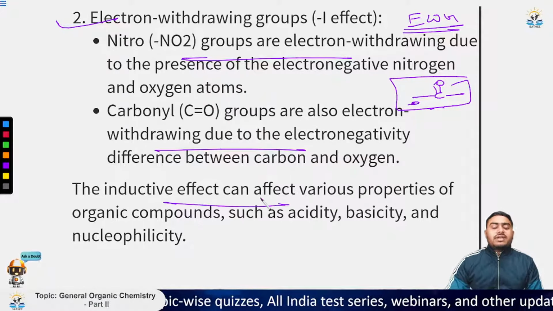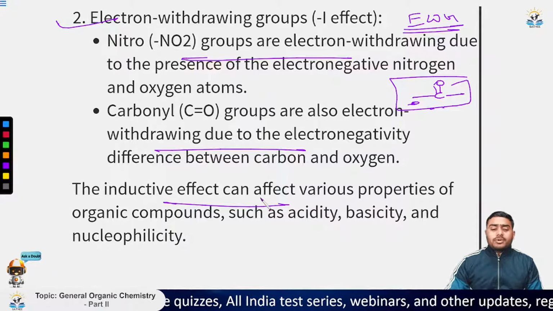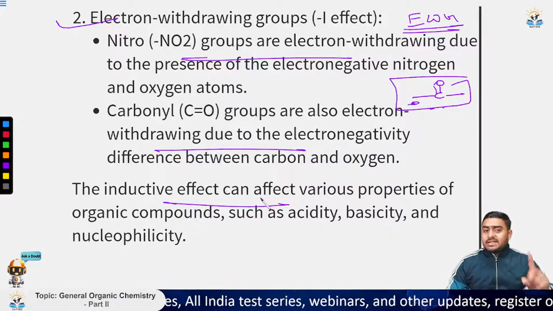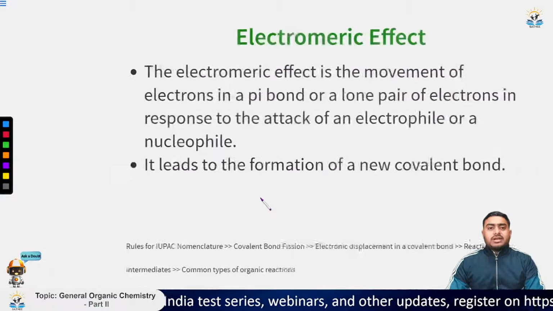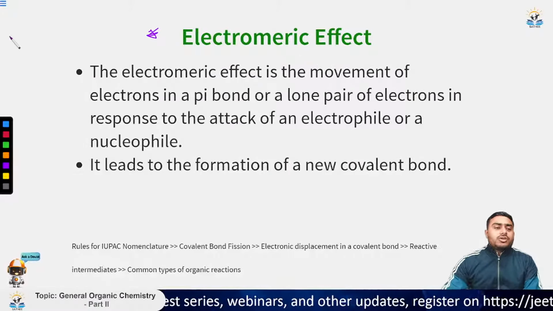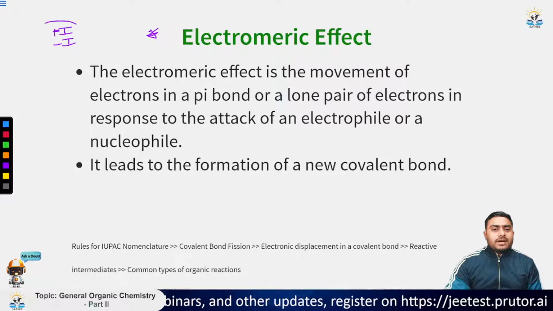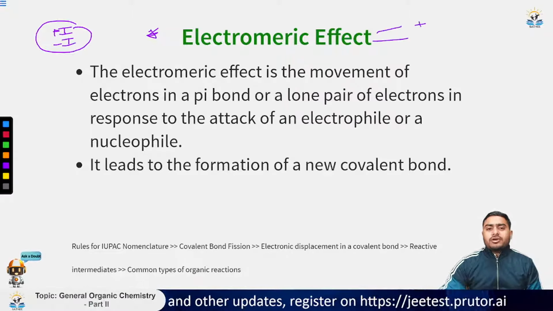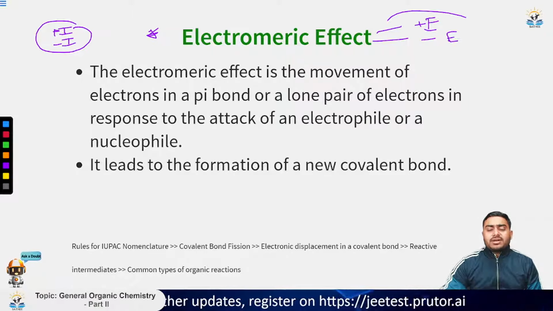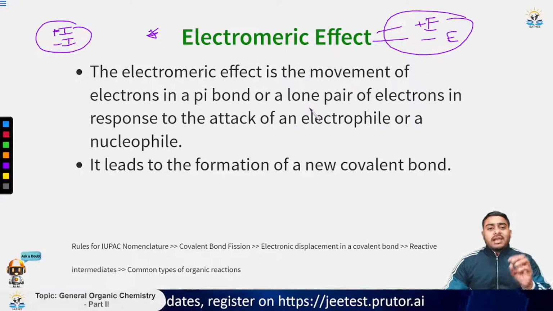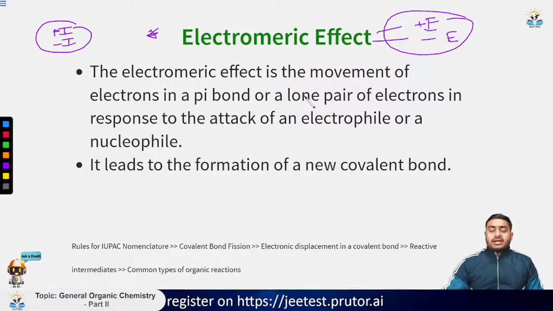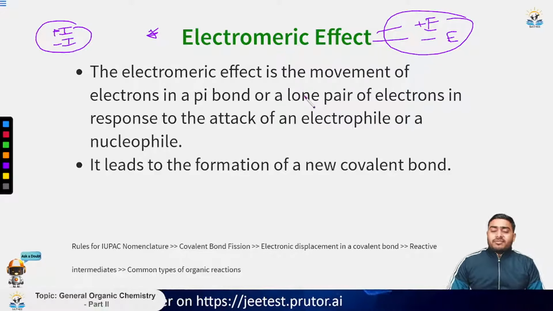So the inductive effect can affect various properties of organic compounds such as acidity, basicity and nucleophilicity. Now the next point is the electromeric effect. We have discussed the inductive effect, which is of two types, plus I effect and minus I effect. Similarly, the electromeric effect is of two types, plus E effect and minus E effect. The point here is very simple. The electromeric effect is a temporary effect. The inductive effect was a permanent effect.